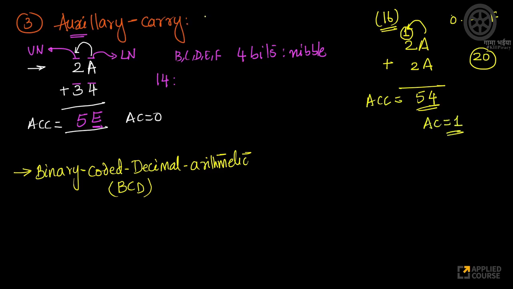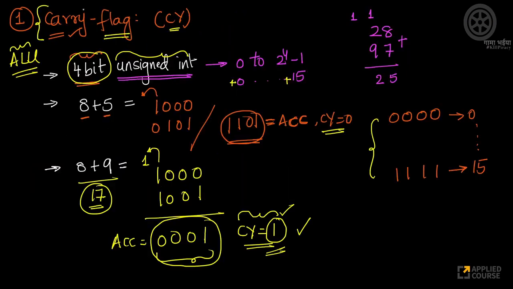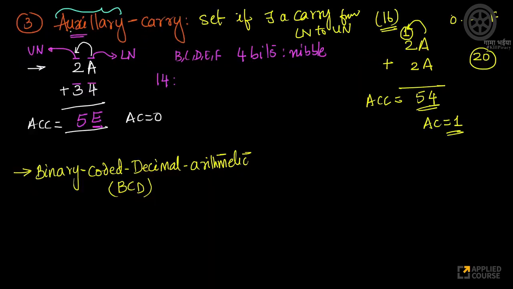So the auxiliary carry is set if there exists a carry from the lower nibble to the upper nibble. That's what it is. Now you might wonder, why do we need this? This is called auxiliary carry. What does auxiliary in English mean? It means additional. We already have carry, right? This auxiliary carry is like an additional carry which we use.